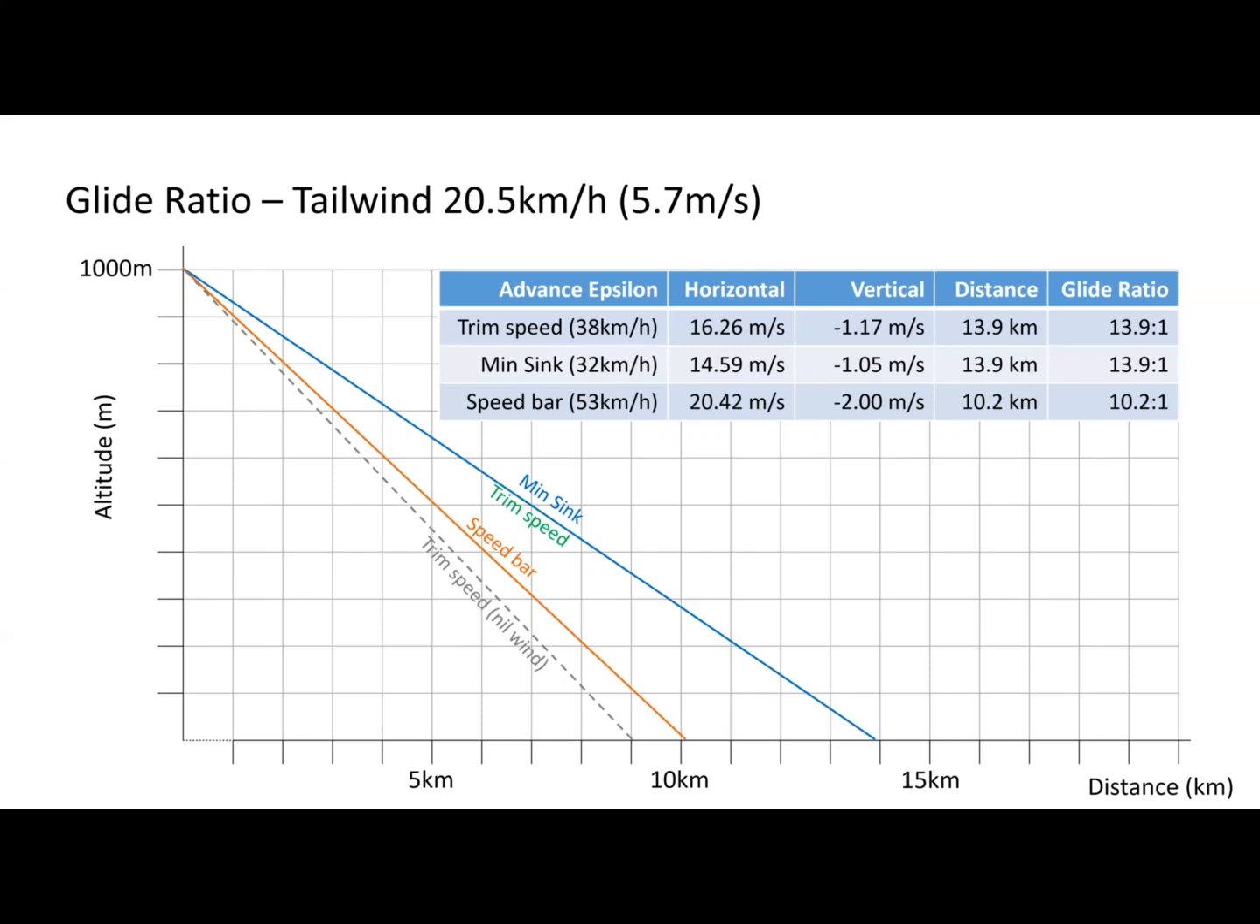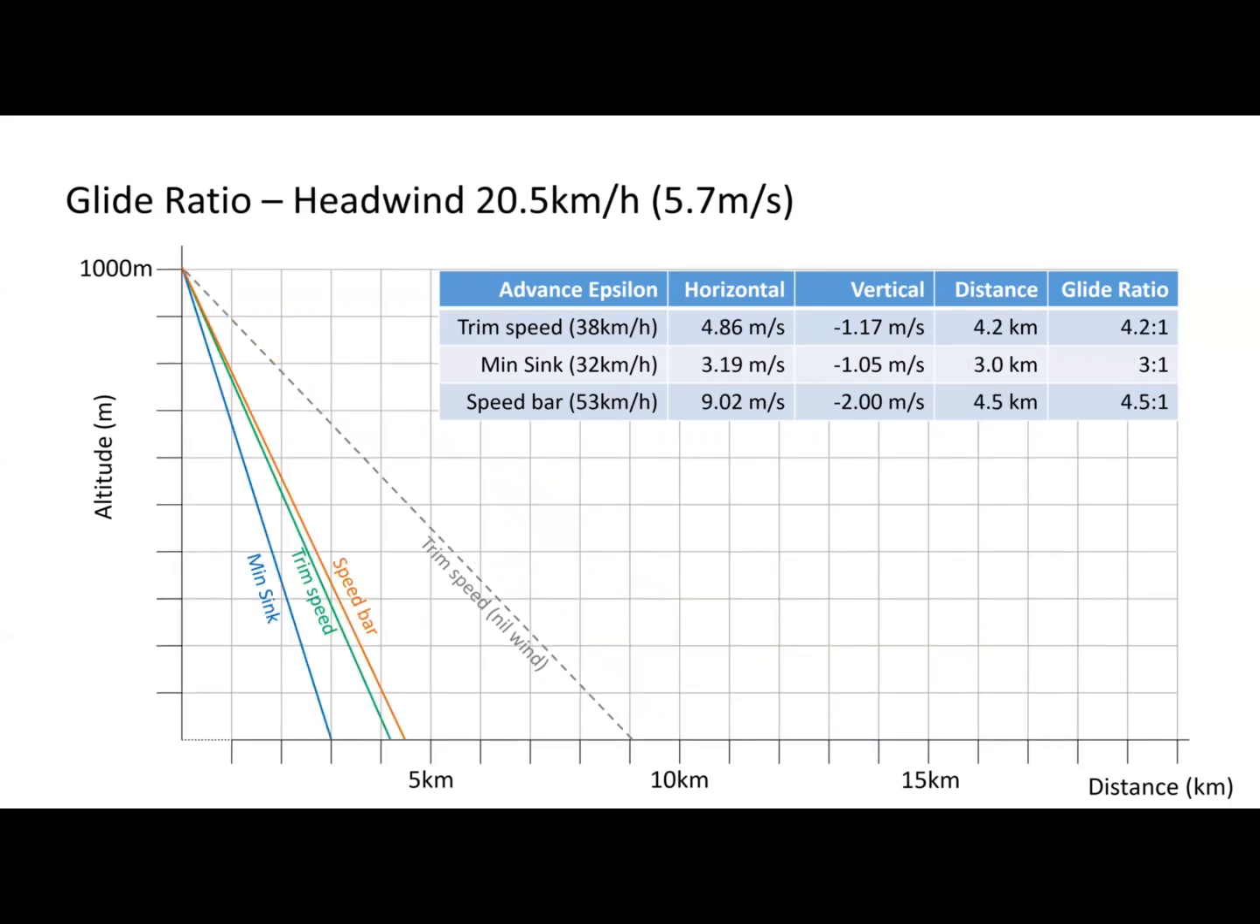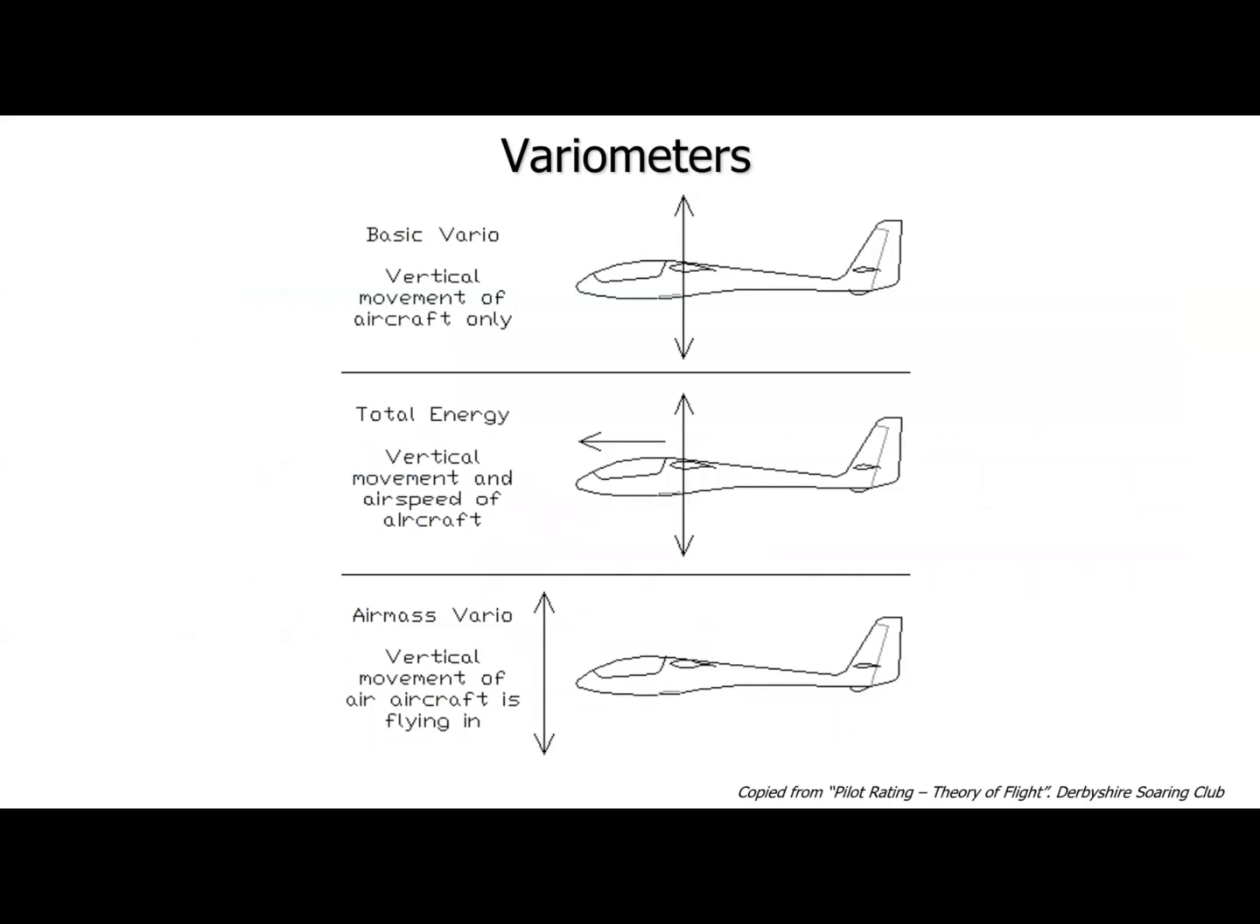So, what do you take away from that? If you've got a headwind or you're in sink, get on speed bar. If you've got a tailwind or you're in rising air, slow down a little. Not too much, a little. Right, that's pretty much what I think we need to take out of that. And then your 3 different types of variometers, you might be asked for them.